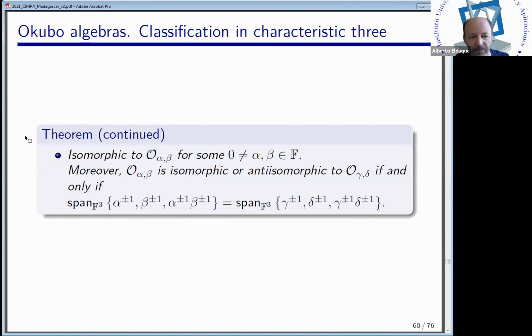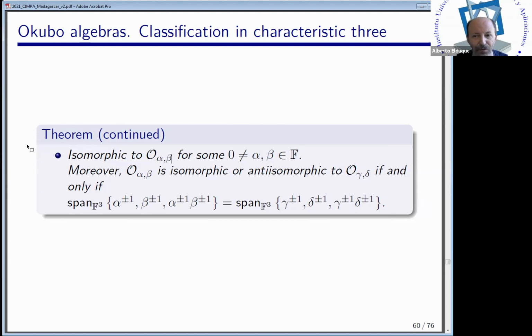It depends on two parameters, and we know the conditions for isomorphism. I'm giving you here the condition for being isomorphic or anti-isomorphic, and it depends on the elements alpha, beta on one side, and the elements gamma and delta on the other side. Okay, this is a technical condition. On a first reading, one can forget about these kinds of things. The message is that the classification in characteristic 3 is different, and the kind of algebras that appear are different.